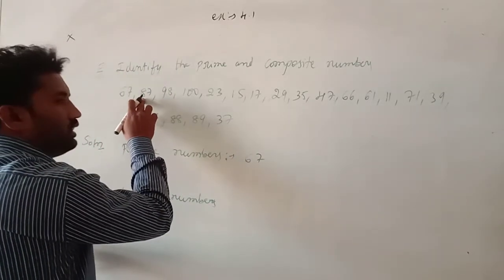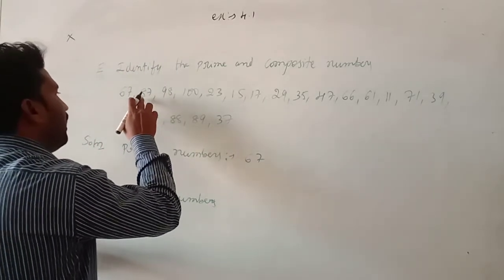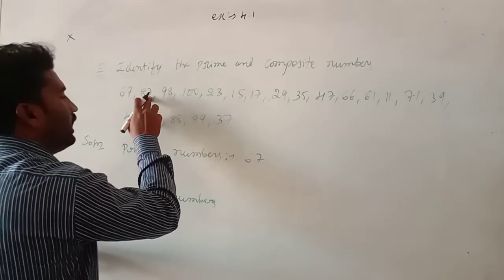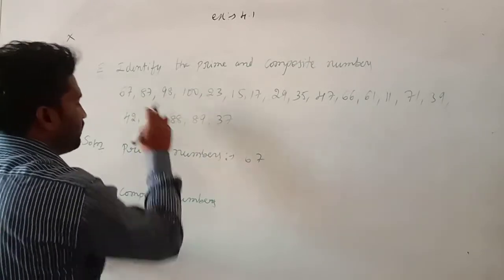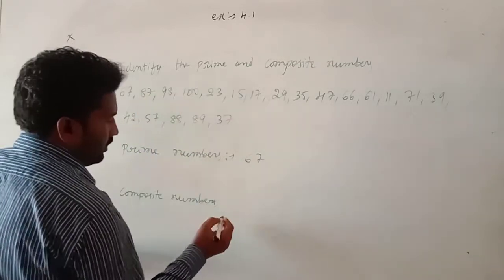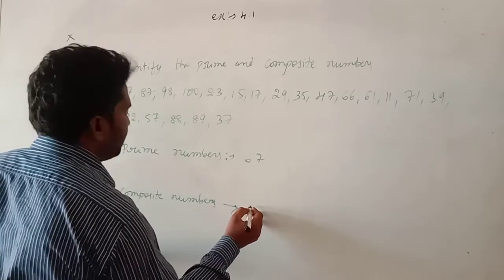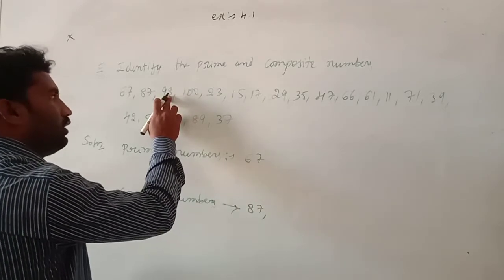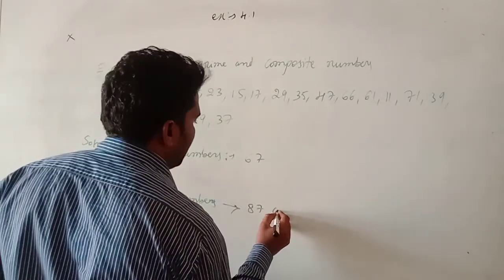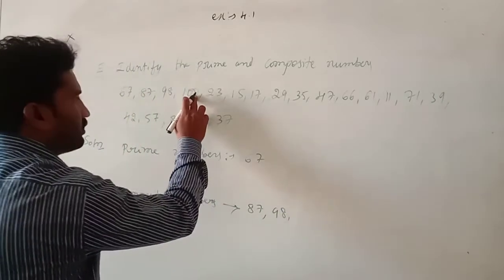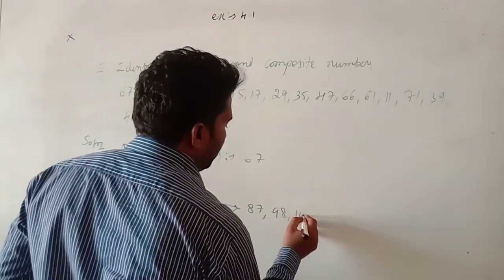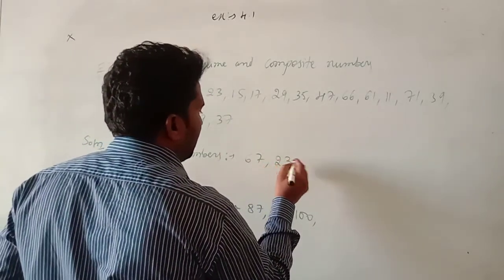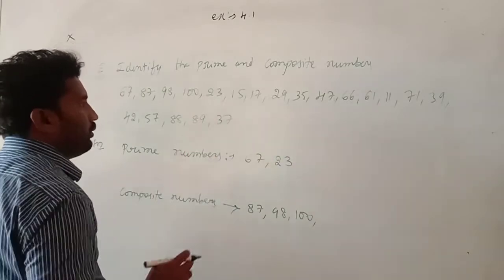So 87, 87 is divisible by 3 because the sum of 8 and 7 is 15. So it can be divided by 3. So 87 is composite. So mention it in composite. So 98, even, all even numbers are divisible by 2. So it is also composite. 100, last digit 0, it is even. 23, it is composite, prime number, sorry. 23 is a prime number.